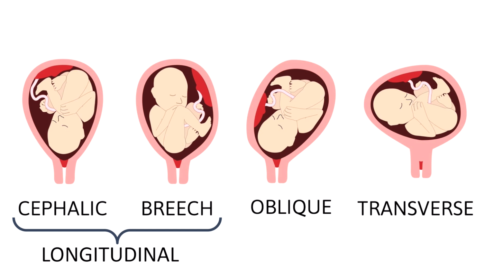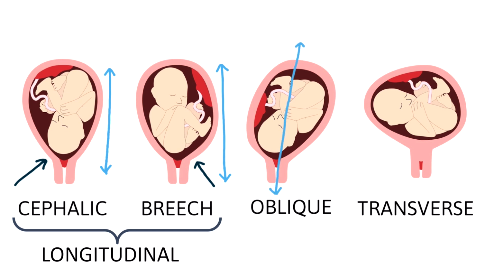Here's an image of the longitudinal, oblique, and transverse fetal lies. The longitudinal lie means that the fetal and maternal vertebral axis parallel each other. It's further divided into the cephalic and breech presentation. In the cephalic presentation, the fetus is presented head first, whereas in the breech presentation, the fetus is presented feet first. On the other hand, oblique lie suggests that the angle between the fetal and maternal vertebral axis is less than 90 degrees. Finally, transverse lie suggests that the angle between these two axes is 90 degrees.